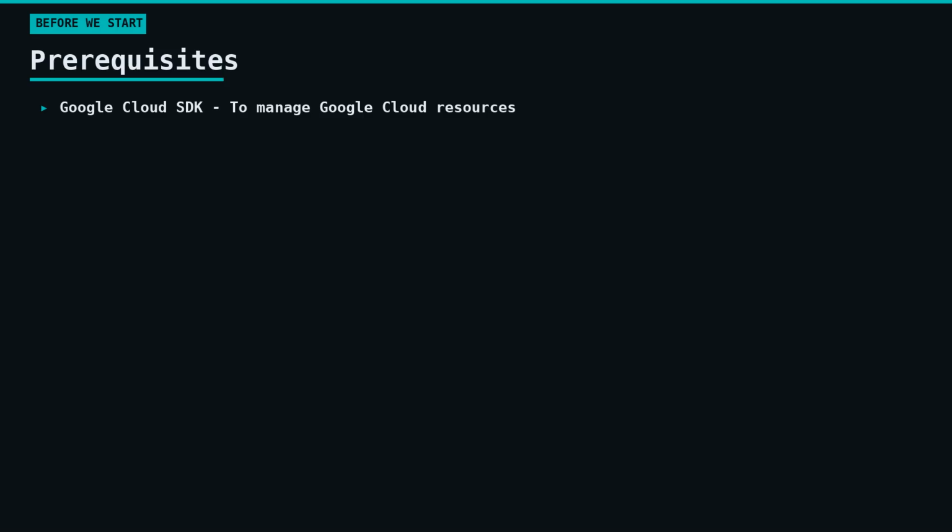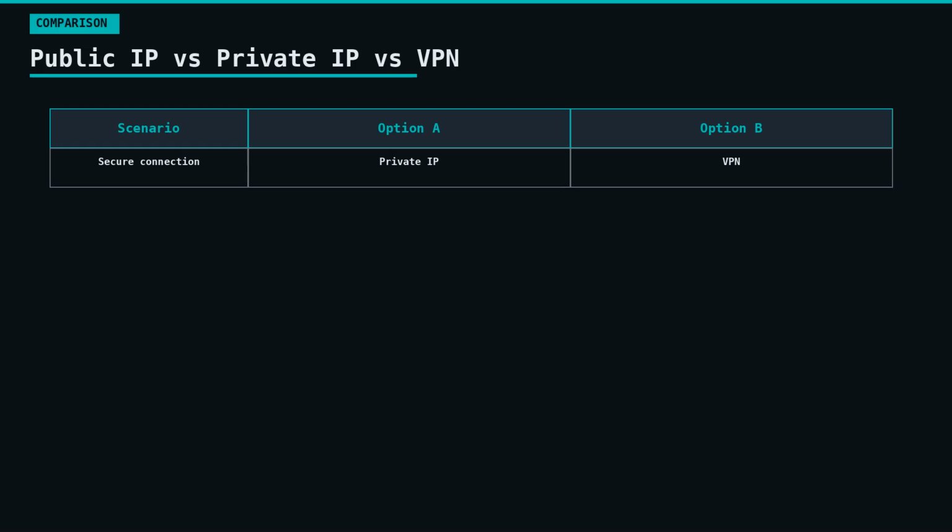Let's compare the different options for connecting to Cloud SQL from GKE. We have a public IP, which is like a public entrance to the restaurant that anyone can use. We also have a private IP, which is like a private entrance to the restaurant that only authorized applications can use. The private IP is more secure than the public IP, but it requires more setup.